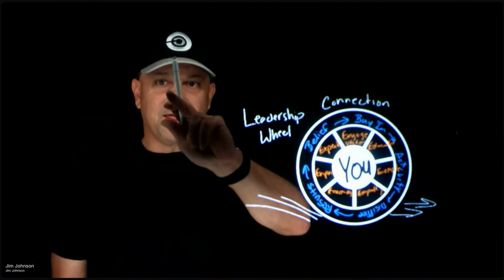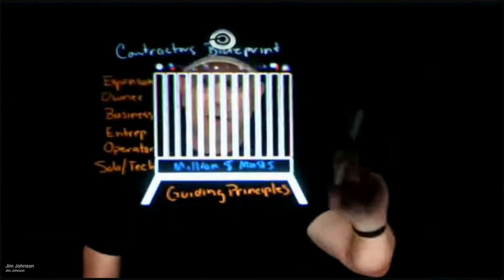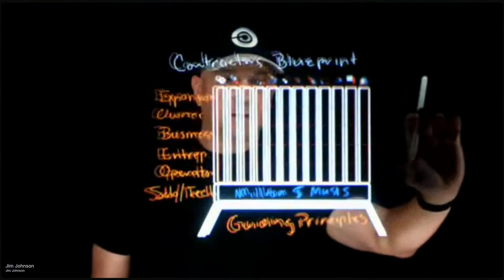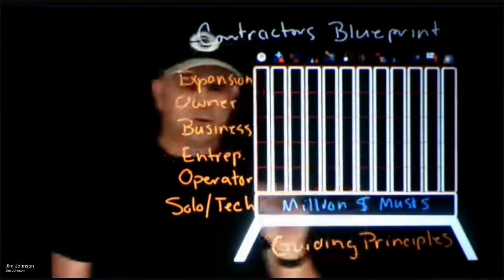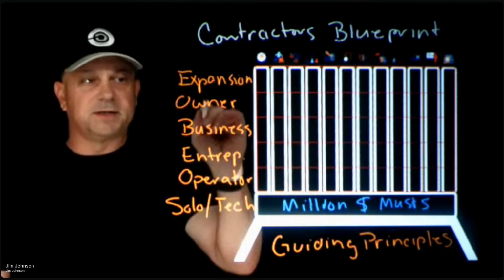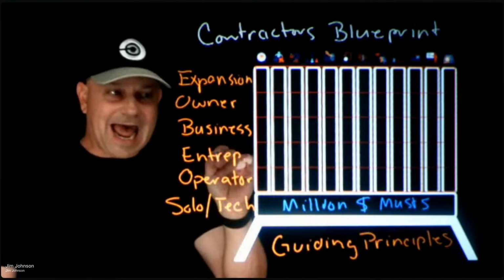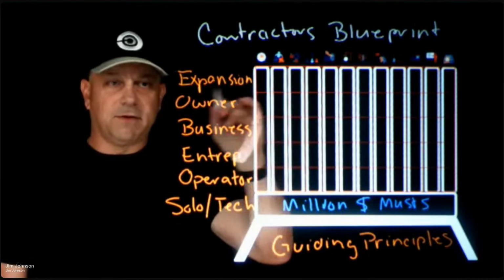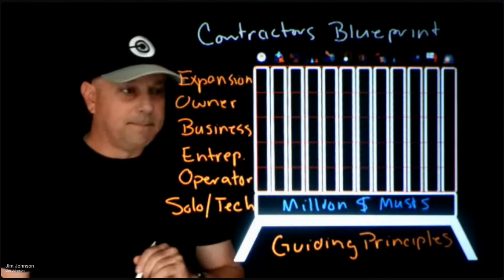So that is a bit of a discussion on the things that we have to do to up level from solo to operator, to entrepreneur, to business, to owner, to expansion. And you're going to add skills each level of the way along in leadership.